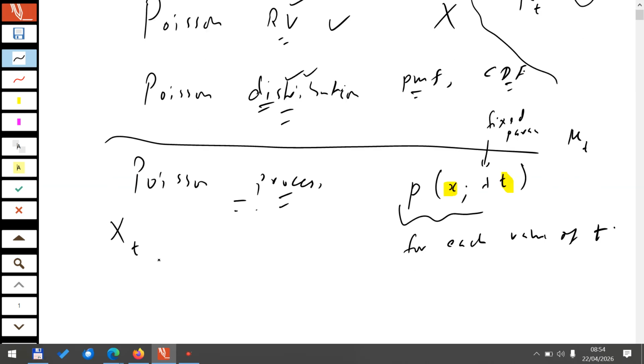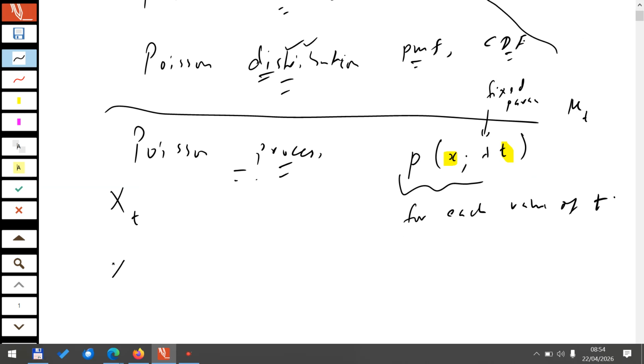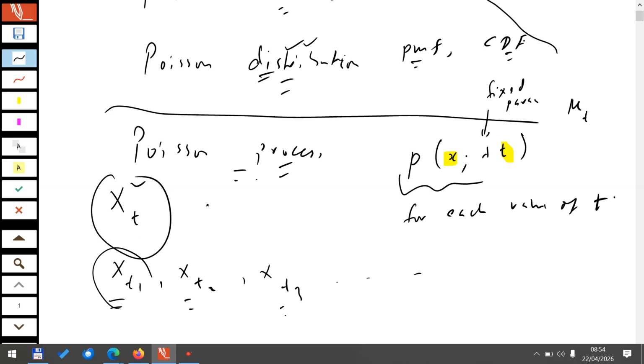So it means that, for example, if I have t1, I have one random variable, t2, another one, t3, another one, and so on. Each of them is a random variable. And if I focus on each one of them, then I have a distribution. But if I talk about all of them together in this form, then it is a process.